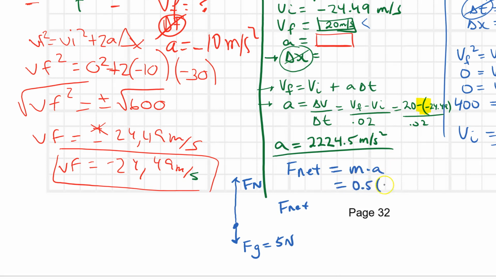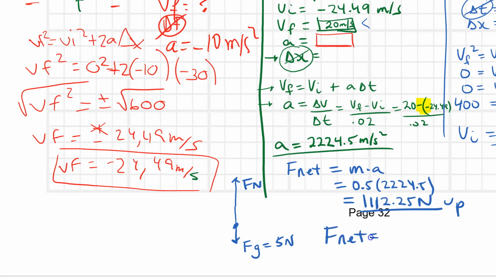0.5 multiplied by this large acceleration. So this is going to end up being, hold on, 1,102.25 newtons, and that will be upwards because that acceleration is positive. It's the ball's accelerating upwards. And the other way to think about F net is you can also say that F net is equal to the sum of all the forces. In this case, I've got the normal force up, and I've got the force of gravity downwards.